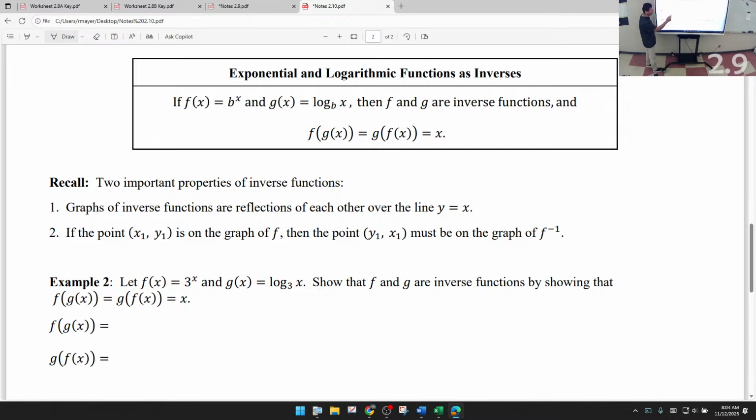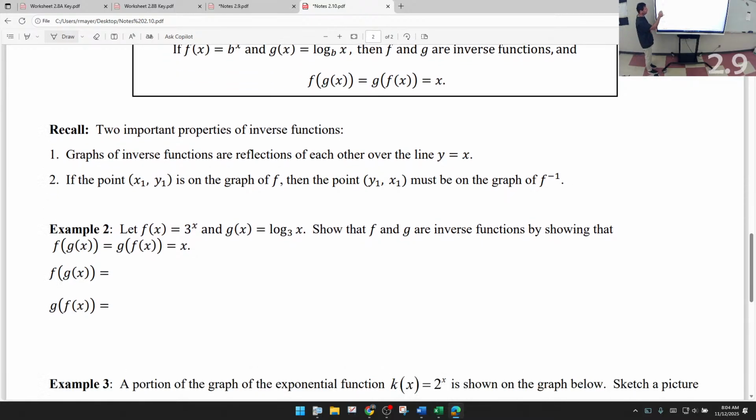Recall 2 important properties of inverse functions. Graphs of inverses are reflections of each other over the line y equals x. That's where it reflects over y equals x. If the point (x1, y1) is on the graph of f, then (y1, x1) is on the graph of the inverse. Duh, we already knew that. That's why it says recall.